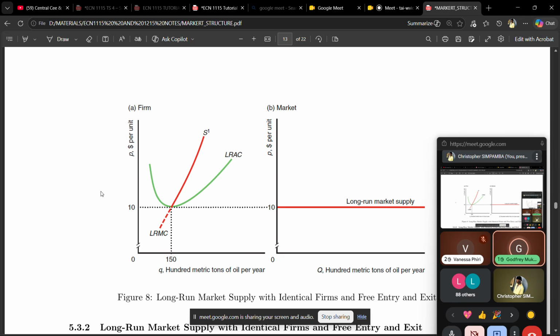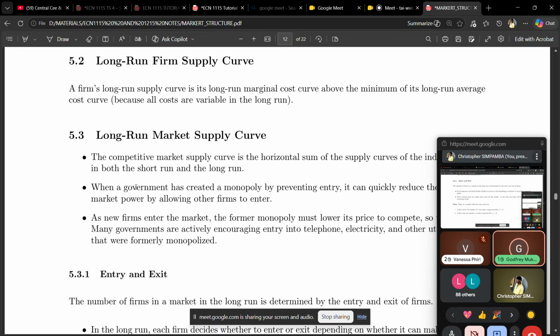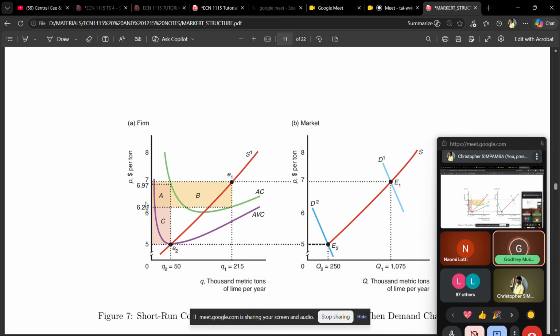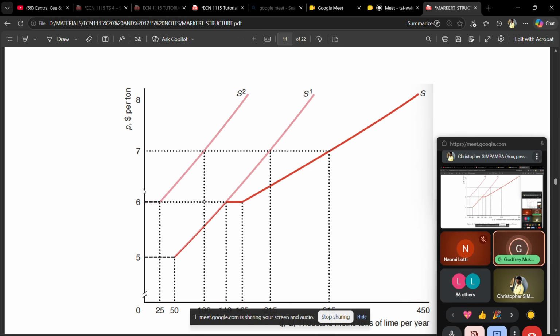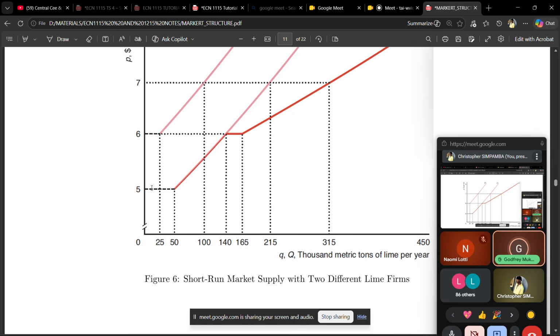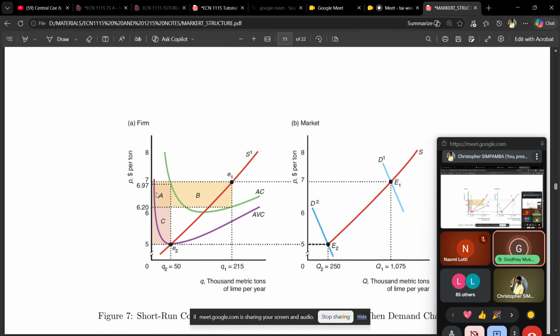Yes. So let me just explain what she's saying. In the short run, there are two things. We have fixed cost and also variable cost.